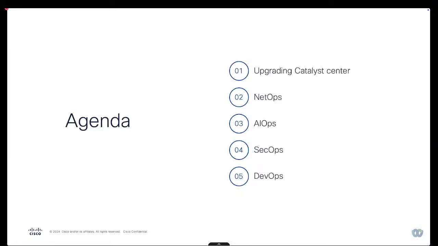Let's go over the agenda. First of all, we will do the Catalyst Center upgrade review: all the requirements, prerequisites, the planning, preparing for the upgrade, and everything that is needed. And then we will explore the features of NetOps, AIOps, SecOps, and DevOps that have been developed in Catalyst Center 2.3.7.